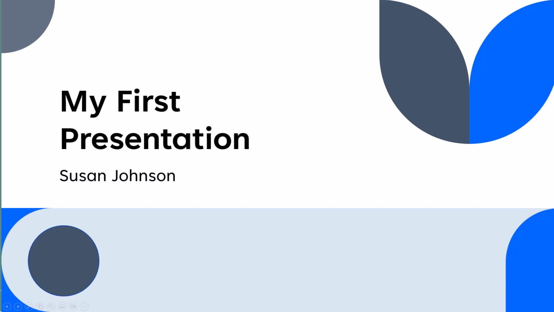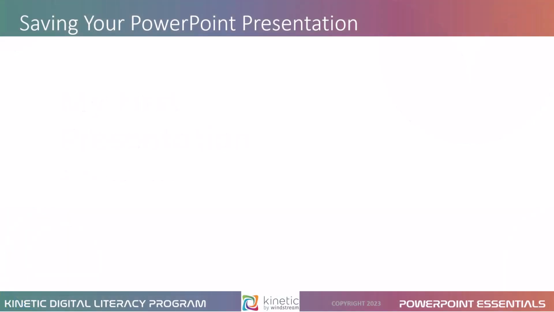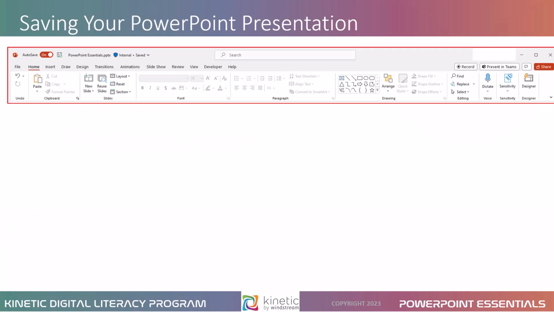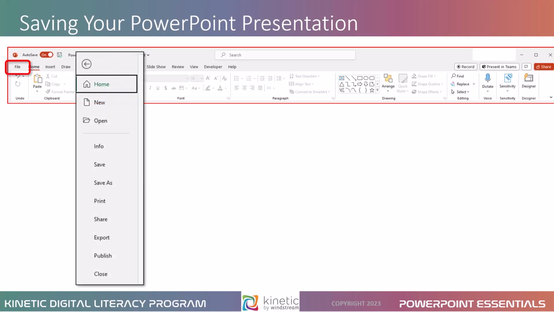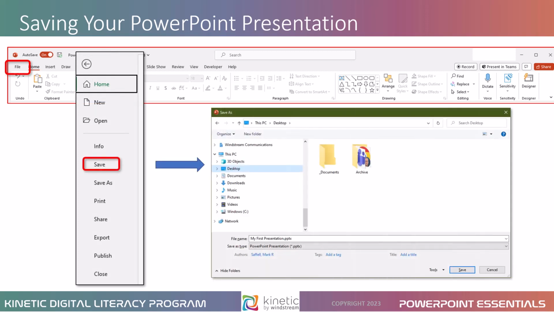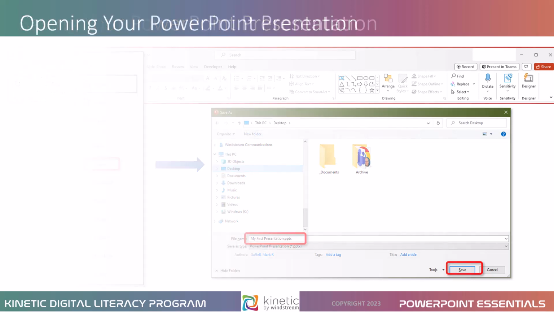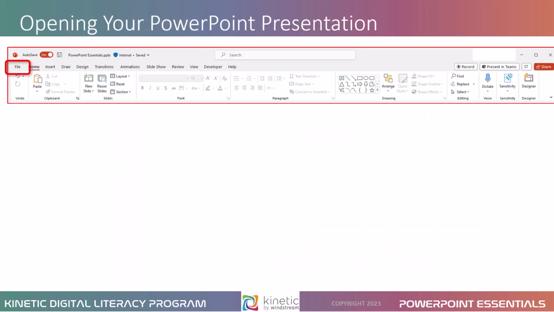Now, to be safe, let's save our presentation so that nothing happens to it. To save our presentation, click File in the ribbon, and then click Save. Navigate to the area where you want to save this presentation, such as your desktop or in your Documents folder. Give it an appropriate name and click Save. To retrieve this file again later, you would do the same thing, but you would click File and then Open.